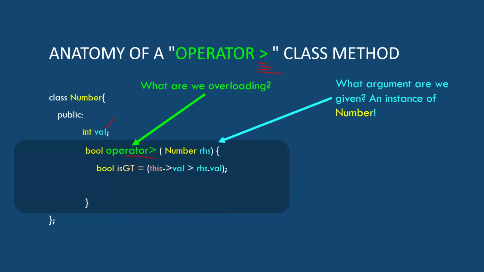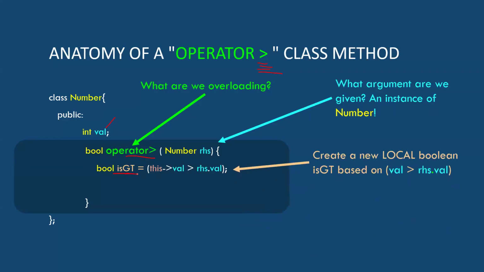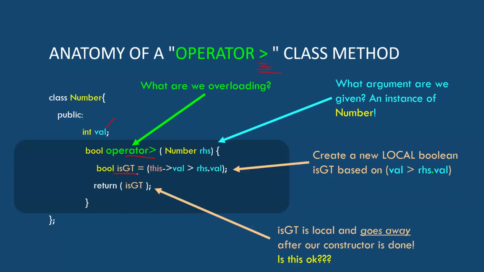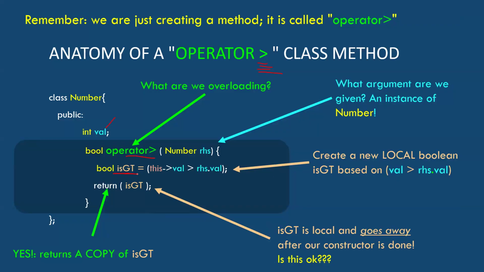So I'm going to say, if this value, that's me, the A value, is greater than the U value, store the Boolean answer to that question here temporarily, and then return that thing, right? Which is really a copy, but it's a copy of a Boolean, so that just sort of happens every day. So now we return a copy of that Boolean, and isGT goes away, like it always does at the end of our scope. And now we have our comparison, which is so cool.